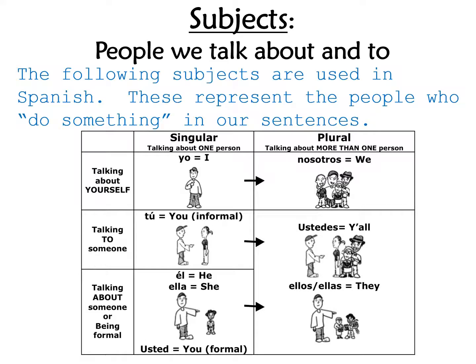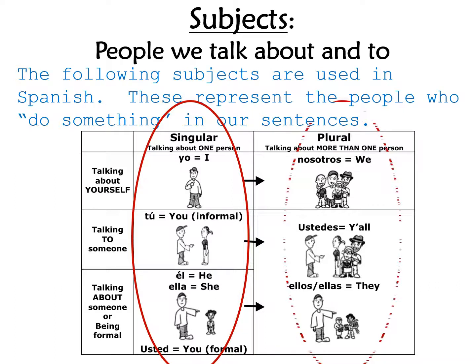When talking in the present, the first thing we need to know is who we are talking about. So the following subjects are used in Spanish. If we look at the chart on our page, it's actually in the middle of your handout. We have yo, which is I, tú, which is you, él, he, ella, she. We also have usted, which is another form of you used in South America. Nosotros, we, ustedes, y'all, when you're talking to a group of people, and ellos, ellas, they.